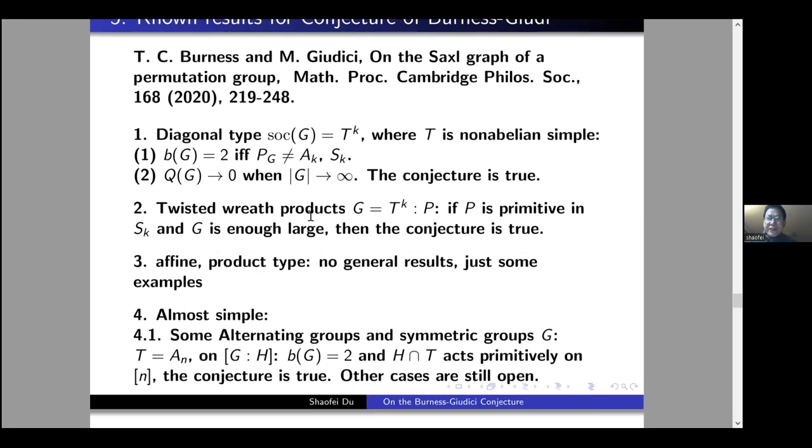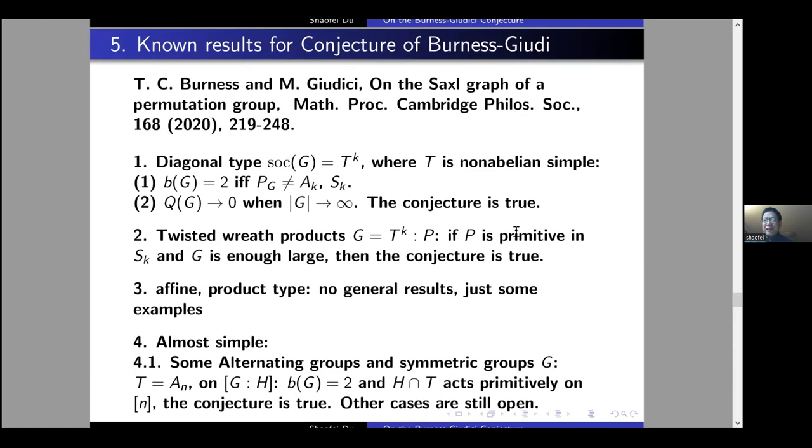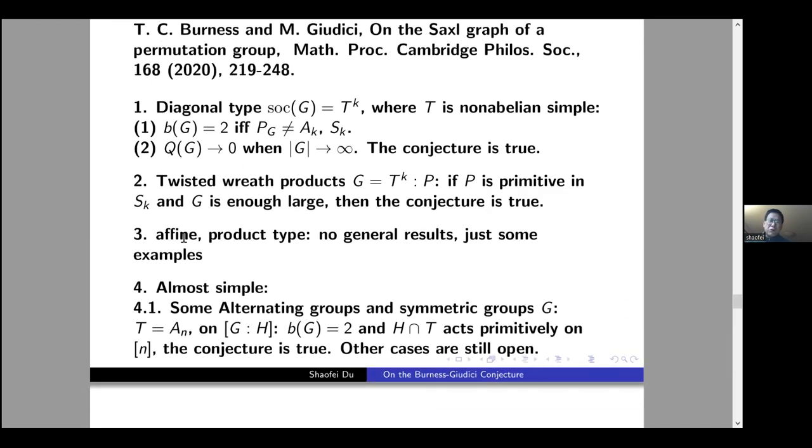For the twisted wreath product group, this type of group, they showed if G is P, this P is primitive in S_k, then G is large enough, with some exceptions of a small number of G. Then the conjecture is true. For the affine primitive group, product type, we have no general result, just some examples, some constructions.